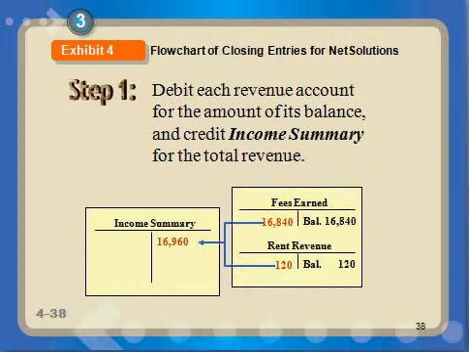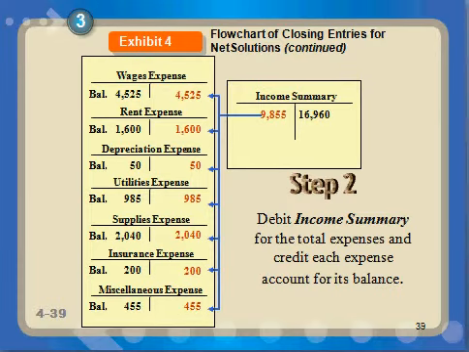That's our first journal entry. The next thing we do is we would zero out our expense accounts, so we would debit the income summary and then credit each one of our expense accounts, as you see here.